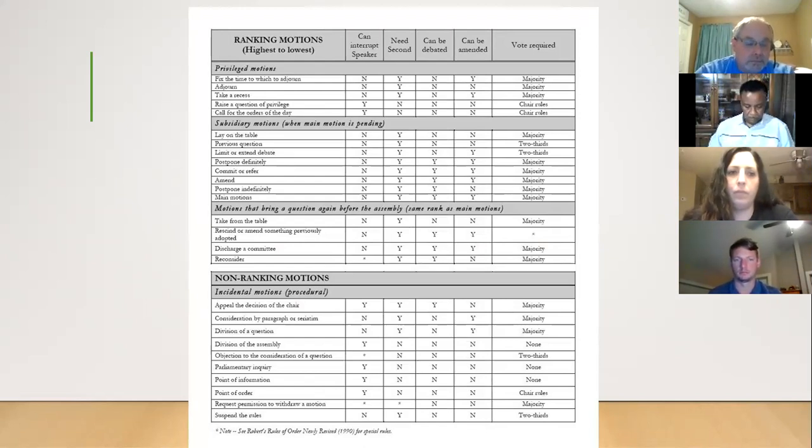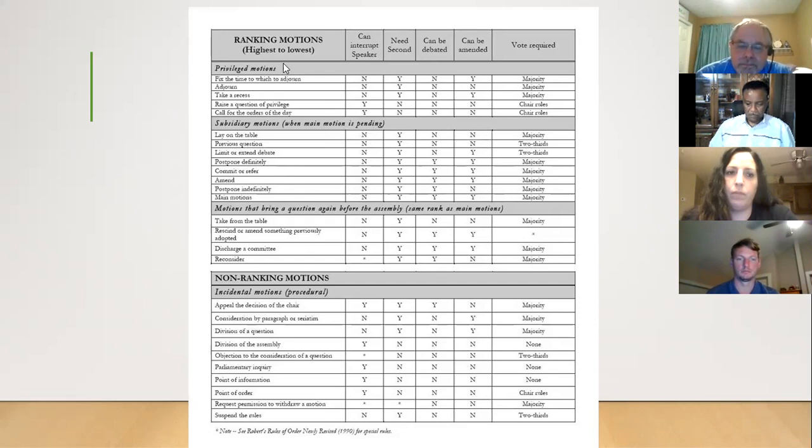And as chairman, Robert, if we have someone that wants to move the previous question, I can look across the table there and know that they cannot interrupt a speaker to do that. They have to get recognition from the chair, wait their turn. And this motion does require a second. It cannot be debated, and it cannot be amended. And it requires a 2/3 vote. So that's why this little ranking sheet that I mailed to you is real handy. And again, I don't have to flip out my big book and look all that up. I've got that right there.